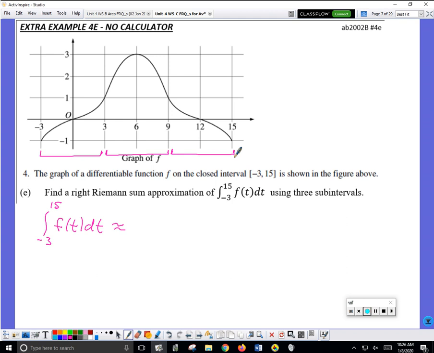Technically, they don't say 3 equal subintervals. You can do whatever you want. They have to give you credit. Yeah, they should have said 3 equal. I believe I'm the one who made that mistake, so my apologies. When I created the extra example, I forgot to put equal.